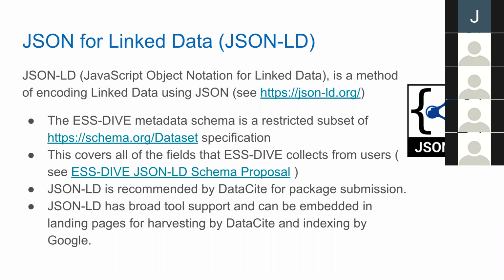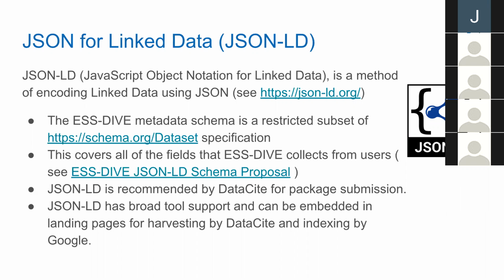Our package service uses JSON-LD, which is JavaScript Object Notation for Linked Data. It's recommended by DataSite for package submission, and by embedding JSON-LD into its landing page, that information can be harvested by DataSite and indexed by Google, which raises the visibility of your data set. This feature with Google is going to be happening in the future. Some examples of enhanced search you can see for recipes and other kinds of data objects, but the data set indexing will come later, the rich search results.